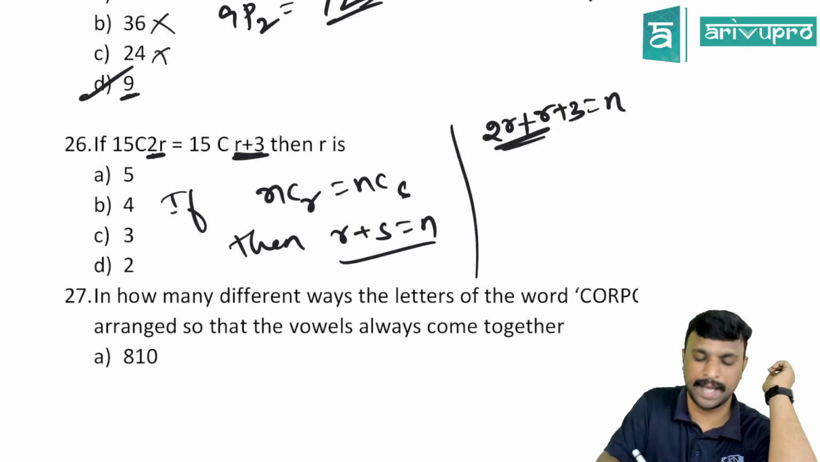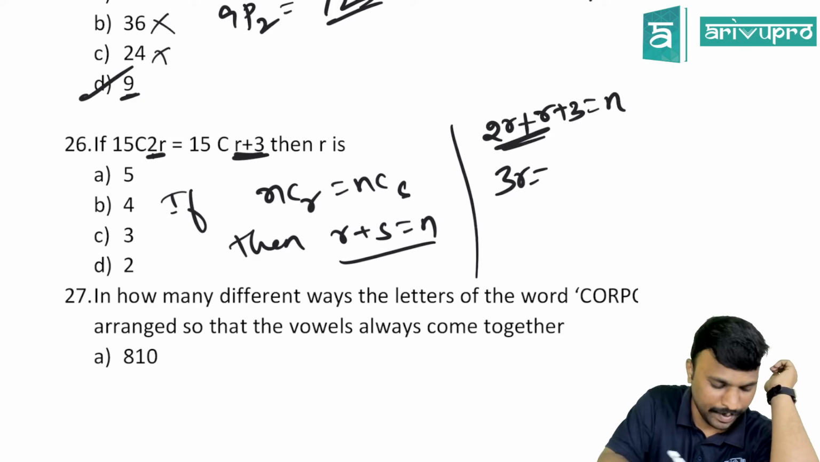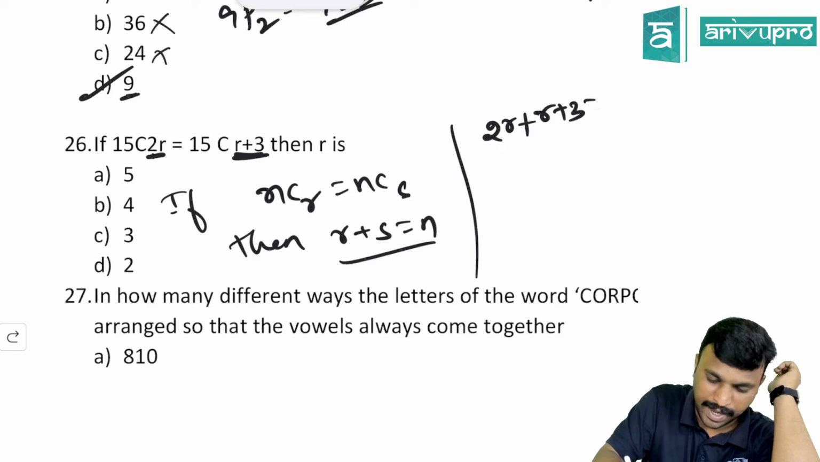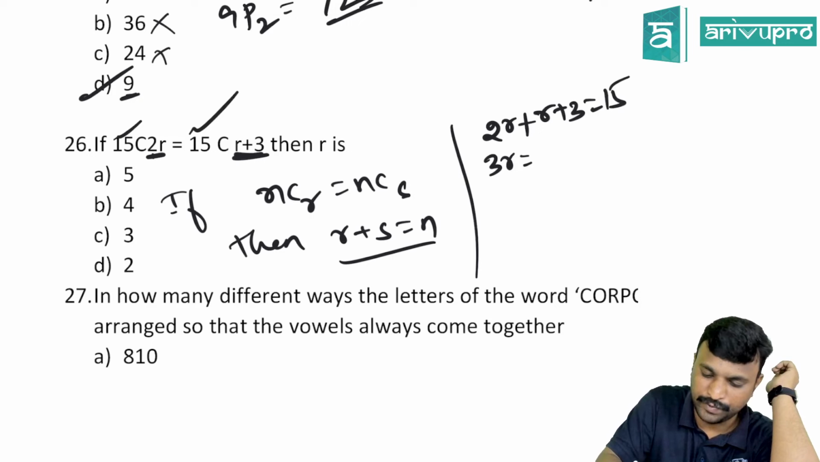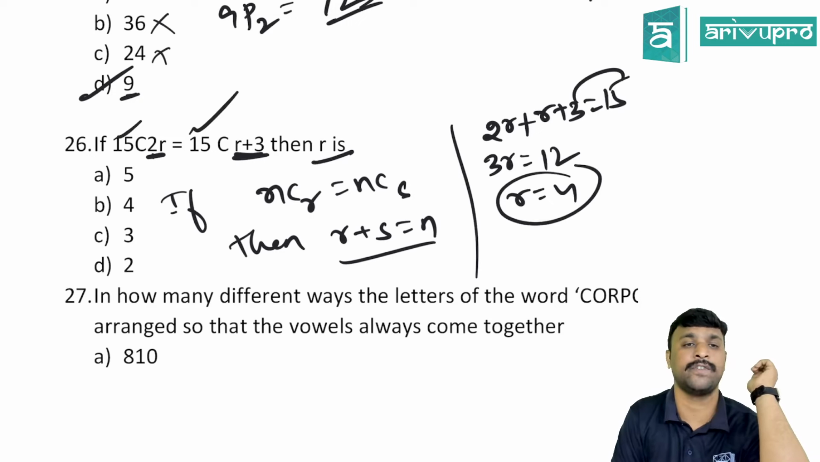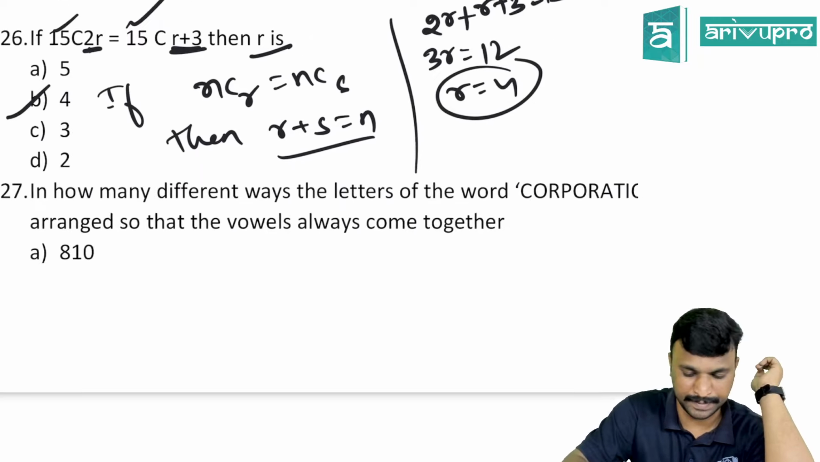So 2r plus r is 3r, and n is equal to how much here? n is equal to 15. In place of n, we have 15. So 3r is equal to 15 minus 3, which is 12. So r is equal to 4. The question asked us to find the value of r. Therefore, option B is the right answer.